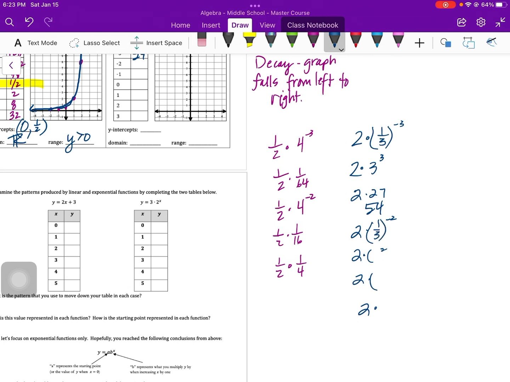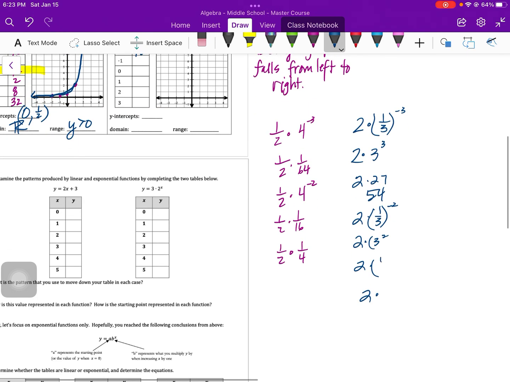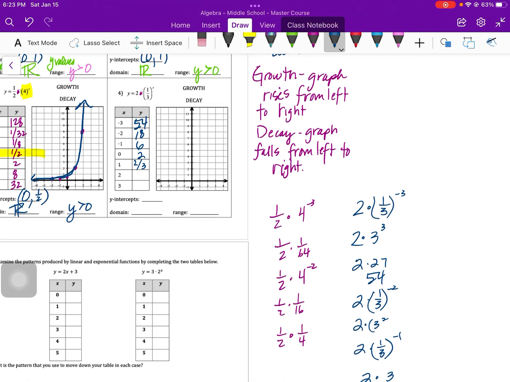1/3. So that'd be 3 squared, which is 9, times 2 is 18. And then we would have 1/3 to the negative first, which would just be 2 times 3, which would be 6. Sorry about that. Okay, 1/3 to the 0 power is 1, times 2 is 2. 1/3 to the first power is a third. 1/3 times 2 is 2/3. 1/3 squared would be a third times a third, which is 1/9. 1/9 times 2 is 2/9. 1/3 cubed is 1/27th, times 2 is 2/27ths.